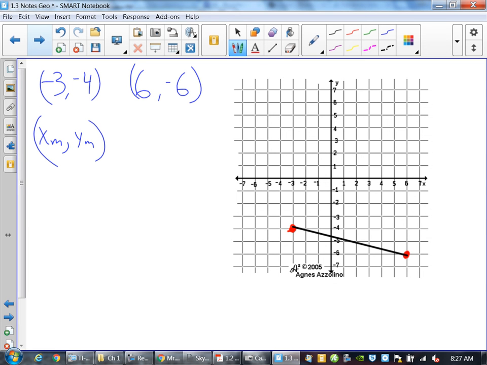Since we're running really short here, let's check. We have -3 plus 6 over 2, and then -4 plus -6 over 2. The x-coordinate is 3/2, and the y-coordinate is -5. I'm hoping everybody got that? Now, watch what happens. If you graph that, 3/2 is 1.5.